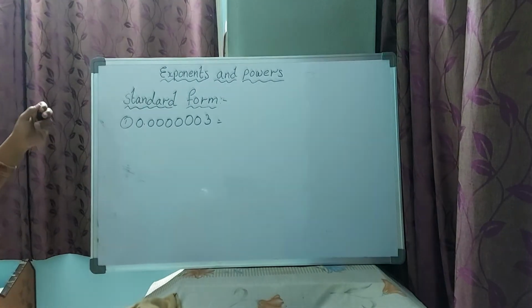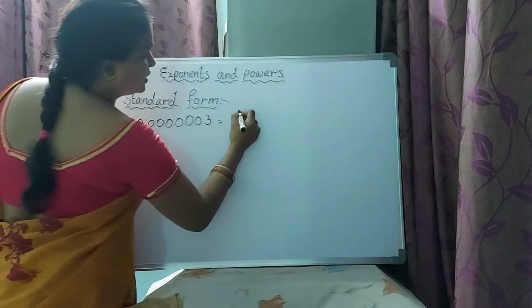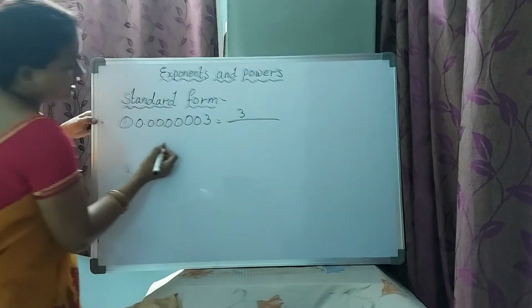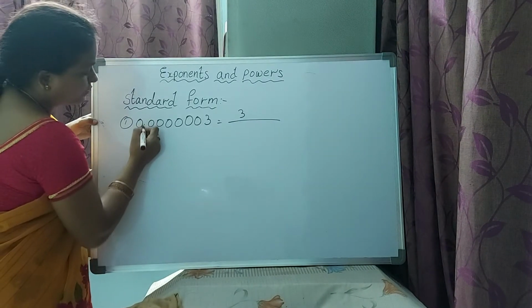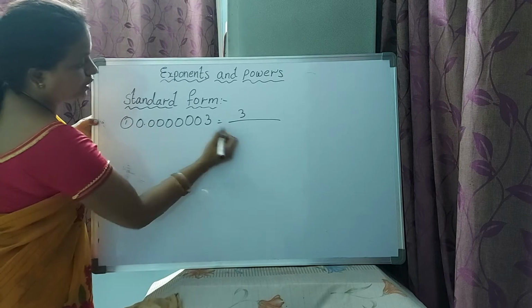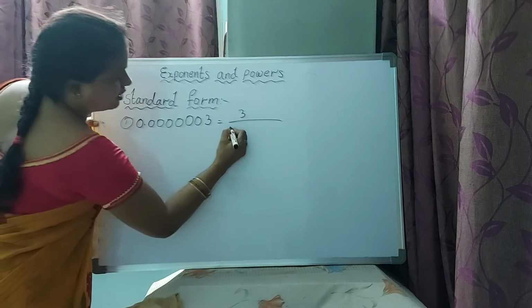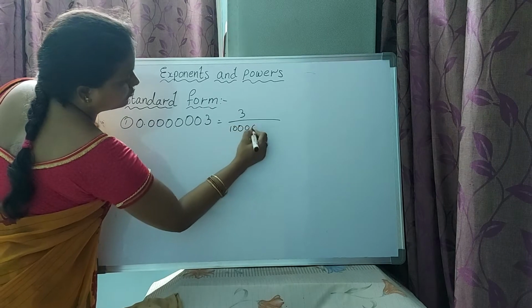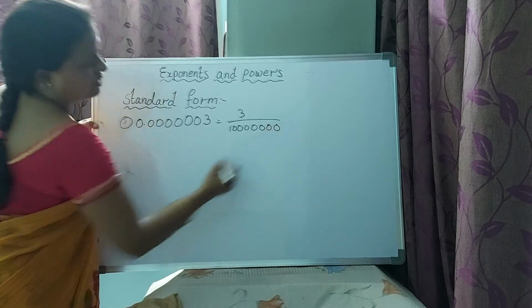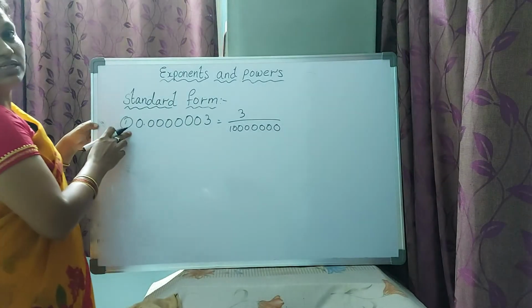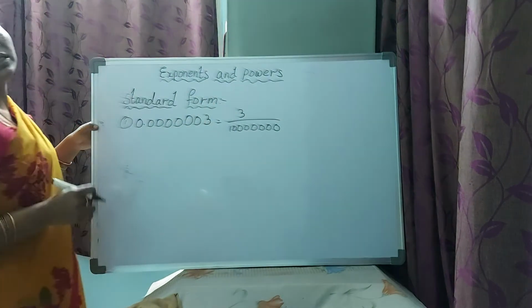First of all, see we can write like this, no? 3 by how many zeros? You think this point as 1. Remaining all zeros you have to keep. 1, 2, 3, 4, 5, 6, 7. In this way, I just converted the decimal form into fractional form.